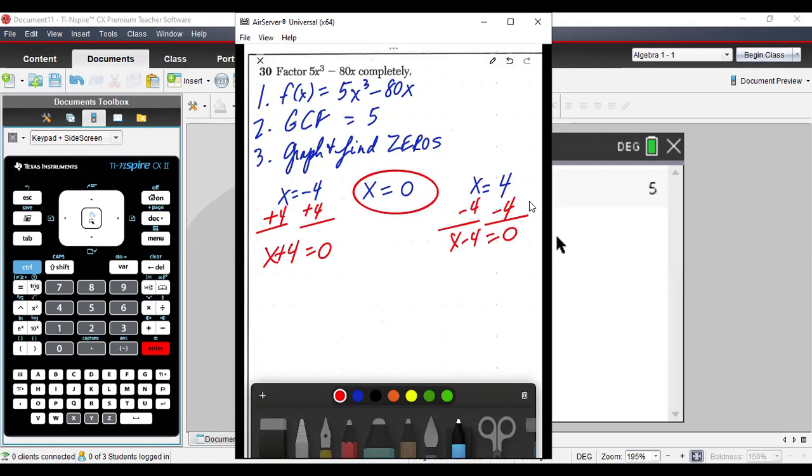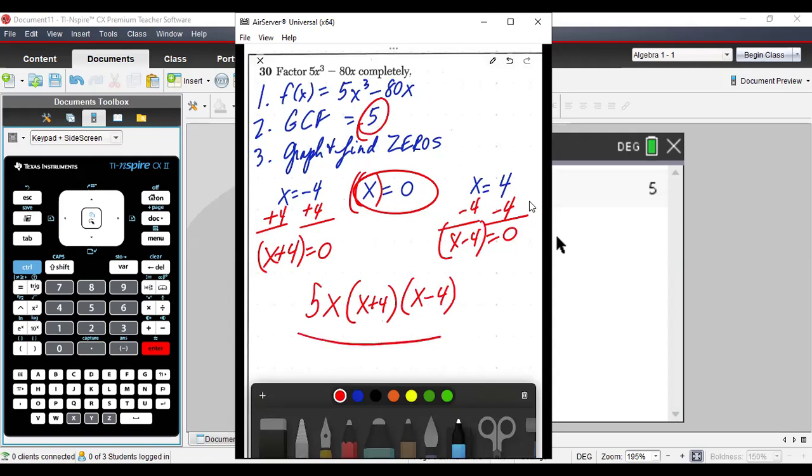Once you've got all of the equations equal to 0, those are your factors. So x plus 4 is a factor, x is a factor, and x minus 4. So I can say x times x plus 4 times x minus 4. That's factorized. Now, the last thing I need to do is take this GCF and put that in front, and we're done. This is the completely factored form of this expression, 5x cubed minus 80x.